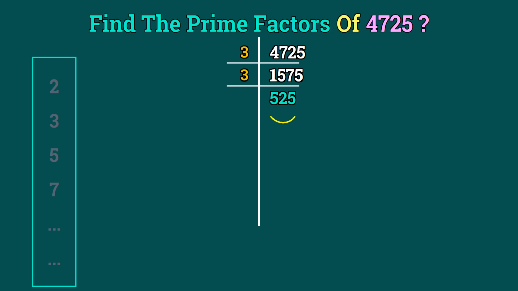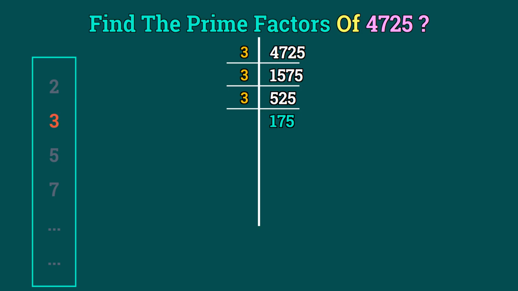525 by 3, which equals 175. So 525 divided by 3 equals 175. Dividing 175 by 3. The result is not integer.